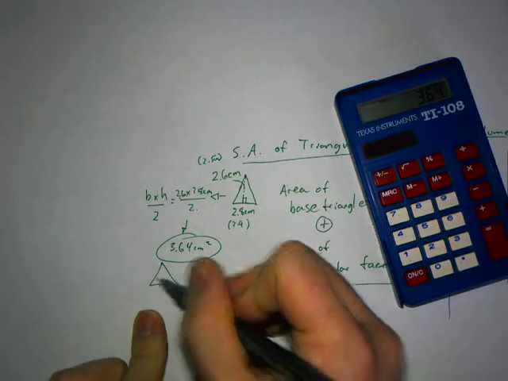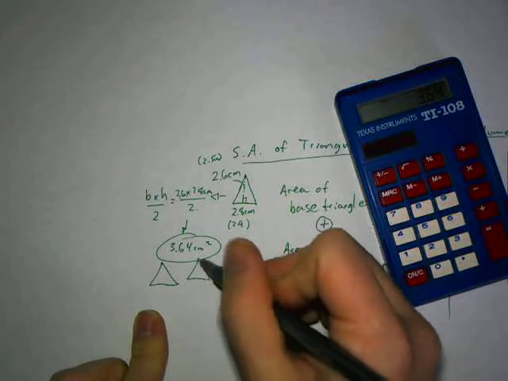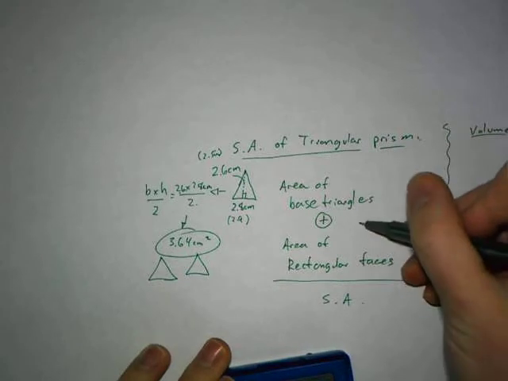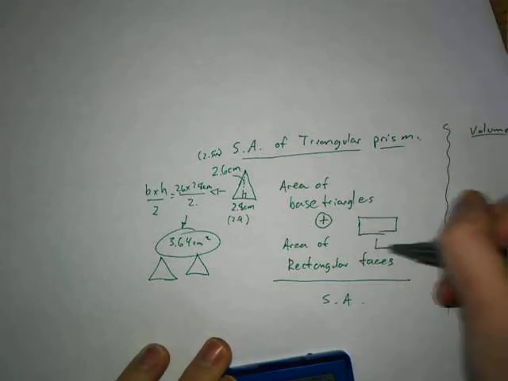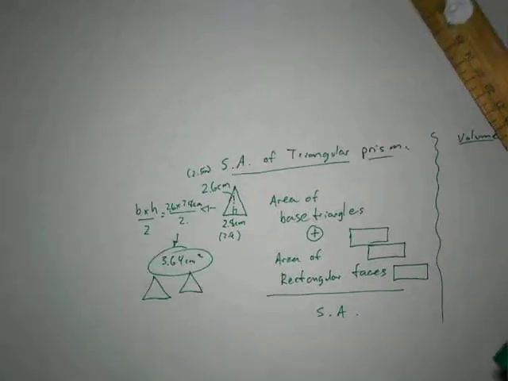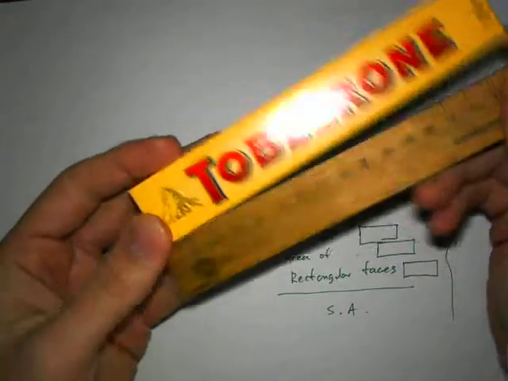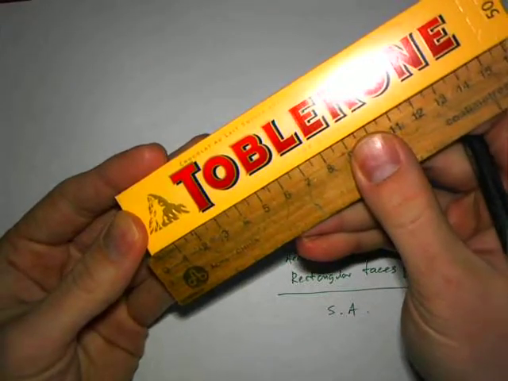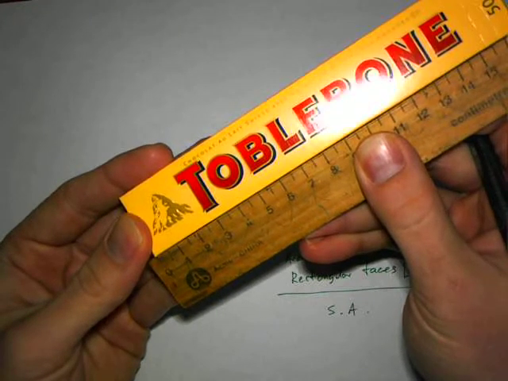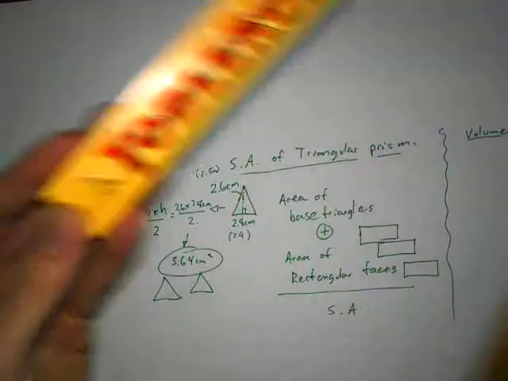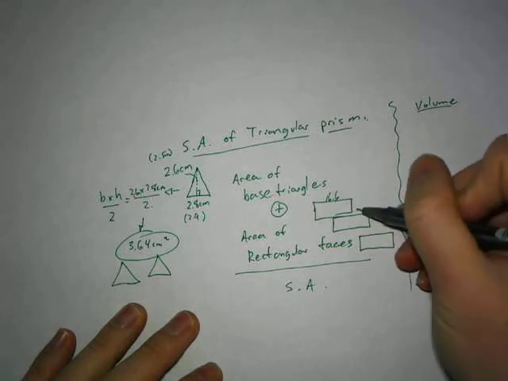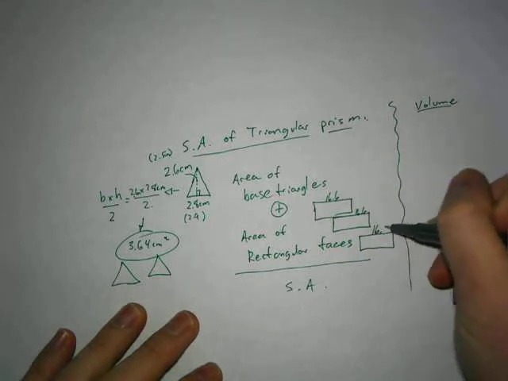So triangle number 1, and triangle number 2. Now we need to do the rectangles. When we do the rectangles, I think almost everybody agreed that when you measured the long side of this, the height of our 3D solid, it came out to 16.5. If you said 16.6, that's acceptable as well. So I'll use 16.6. So we know the long side is 16.6, all of them.